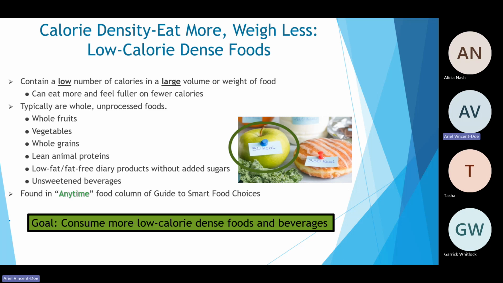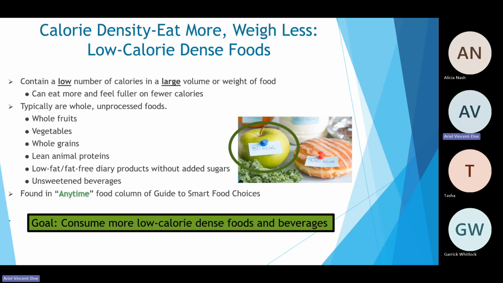They typically are your whole unprocessed foods, which includes whole fruits, vegetables, whole grains, lean animal proteins, low fat or fat free dairy products without added sugars, and unsweetened beverages. The low calorie dense foods can be found in your anytime food column of the Guide to Smart Food Choices. And the goal for low calorie dense foods is to consume more. Again, you want to consume more of the low calorie dense foods.